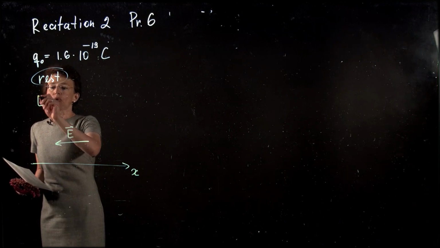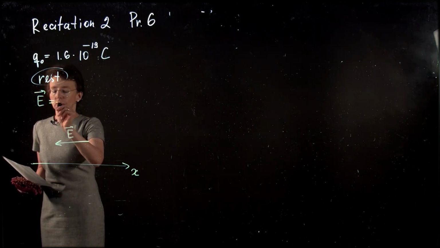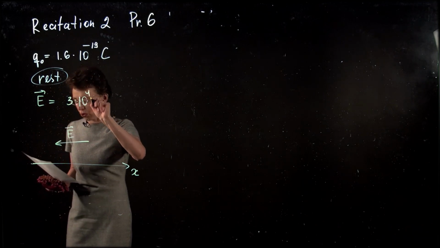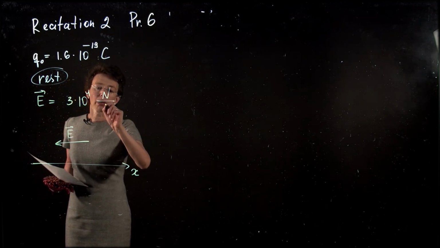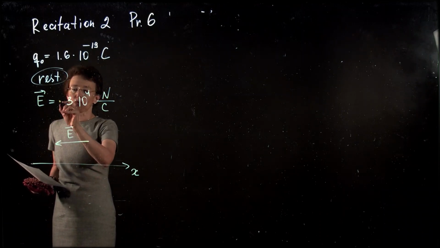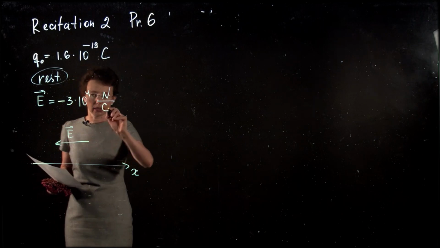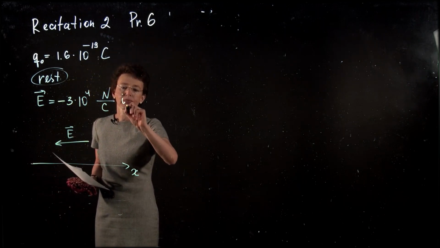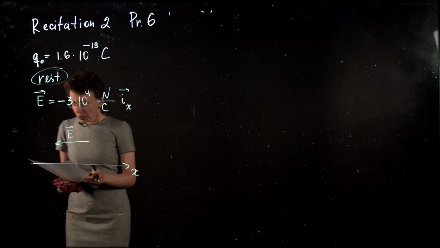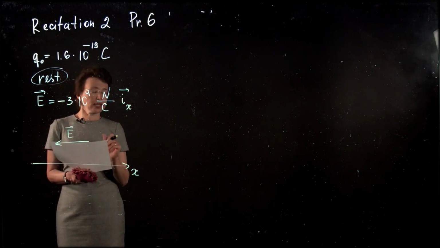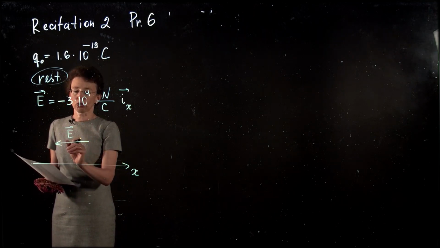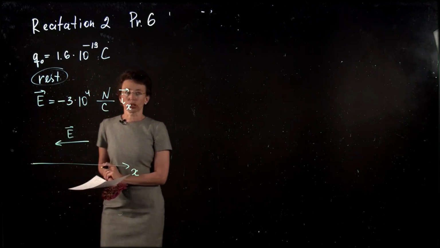And the magnitude of the electric field is given. It is 3 times 10 to the 4th newtons per coulomb. And the direction is along the negative direction of X. So it is in the minus Ix direction. I put minus Ix. We need to answer 2 questions. Let's start with the first one. First question is, what is the force exerted on the electron in this electric field?